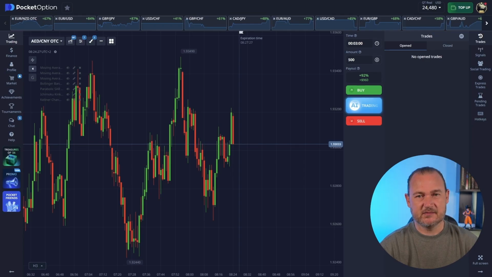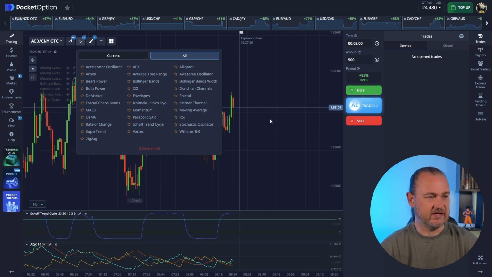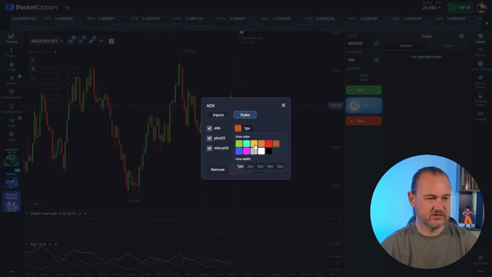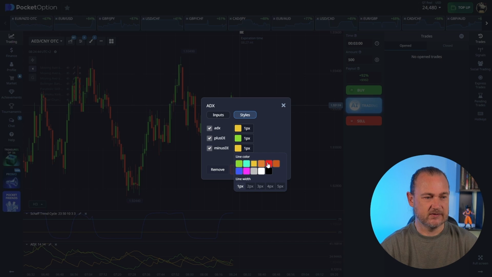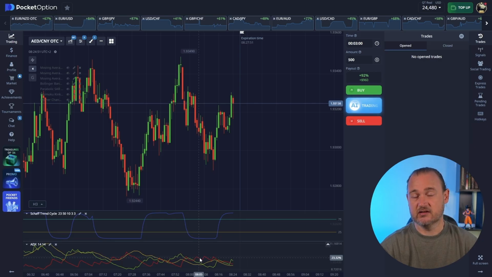Let's get our platform set up so we can start trading and explore today's strategy. We're going to be using two indicators today. First one will be the scuff trend cycle. Next one will be the ADX. We're going to combine these two indicators. I want to make some visual changes to the ADX, but we're not going to change any of the actual indicator values. You also don't have to make these changes. I just like my DI plus to be green and my DI minus to be red.